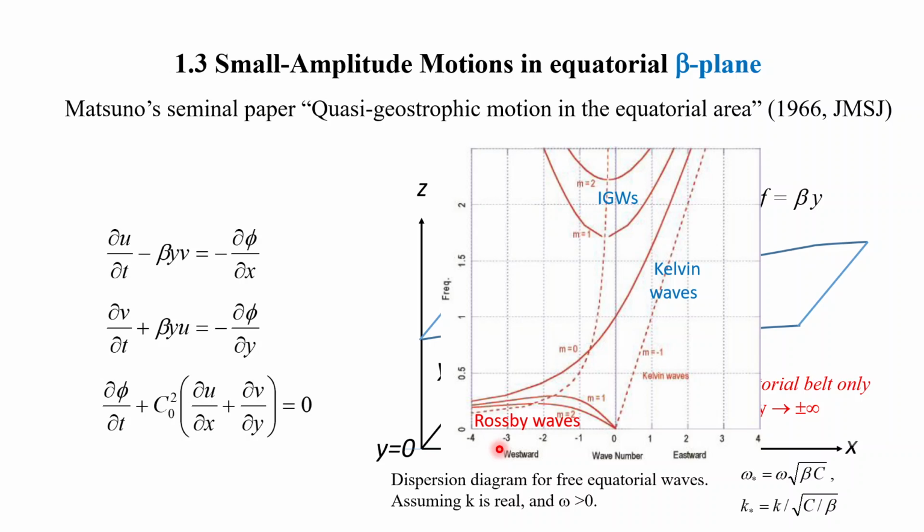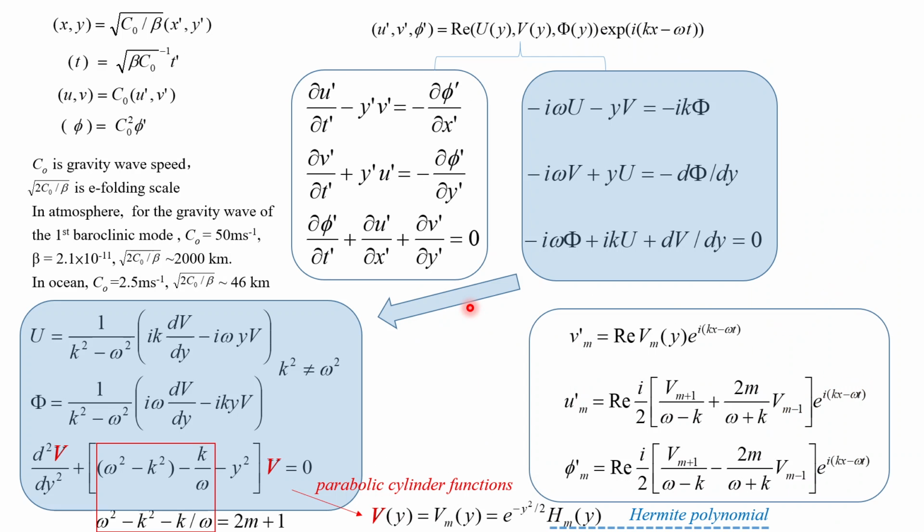So these Rossby waves are low frequency waves, which are more important for the planetary scale waves in the tropics. So I'm only going to give you a brief introduction to the key steps and the concept behind the mathematical derivation.